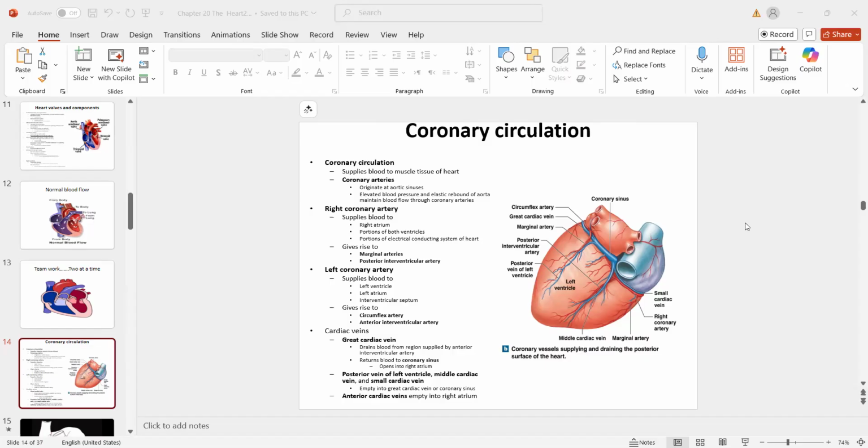The right coronary artery follows the coronary sulcus and around the heart. It supplies blood to the right atrium, a portion of both ventricles, and portions of the electrical conducting system of the heart. The right coronary artery generally gives rise to one or more marginal arteries and the posterior interventricular artery.